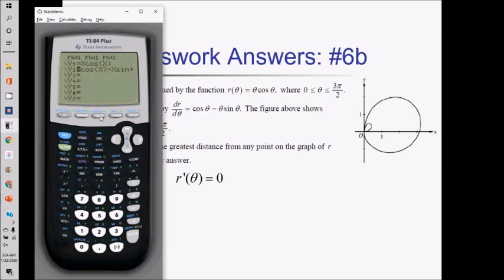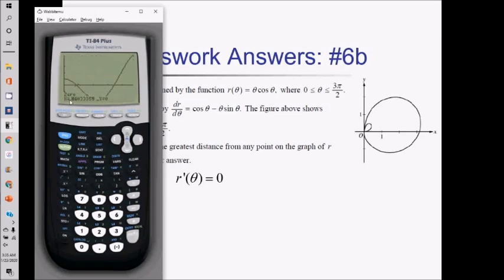So I can just do zoom 0, and it should give me exactly the window I need to figure this out. So there's my r prime from 0 to 3π/2. And we're just going to find these two intersection points here. Those will be our critical values. So second trace and option for 0, so option 2. And let me move my spider a little bit to the left of this intersection and a little bit to the right of that x-intercept, and enter.